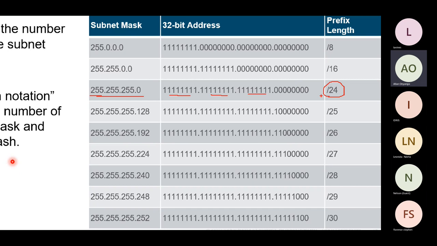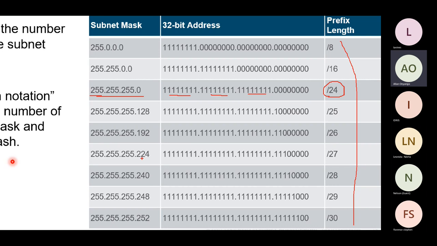So this is called the prefix length, or the prefix notation. So you either use the subnet mask in decimal form or in the slash notation or the prefix length. Most of your subnet masks will be given in slash notation or prefix length. So you need to know the equivalent of these ones into the subnet mask. And there's a pattern you can see here.